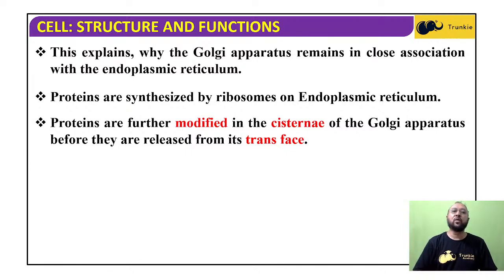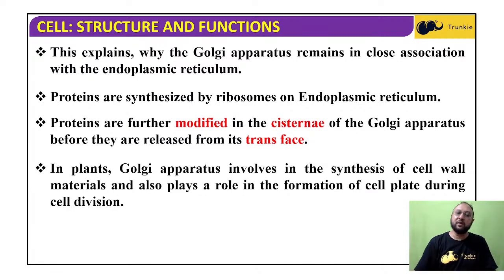Okay, so what happens? We know that ribosomes are the cell organelles where the synthesis of protein takes place. Proteins are synthesized by ribosomes on the endoplasmic reticulum. Then these are passed to the Golgi apparatus, where these proteins are modified in the cisternae, and then they are released from the trans face of the Golgi apparatus.